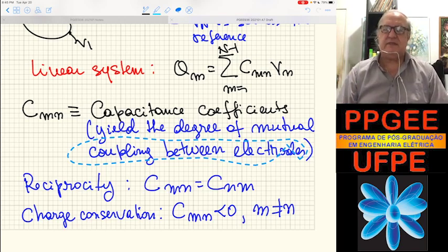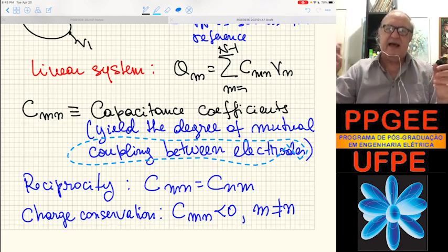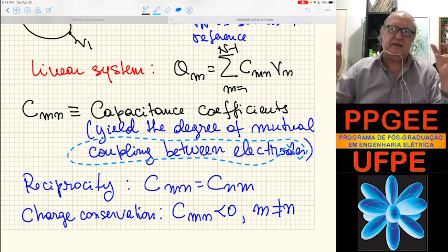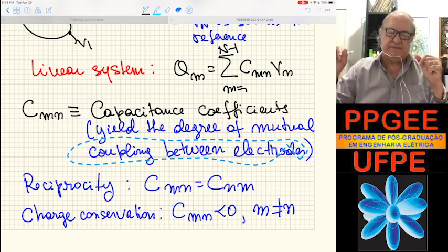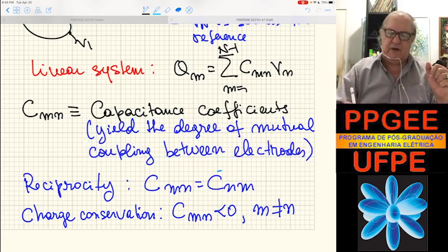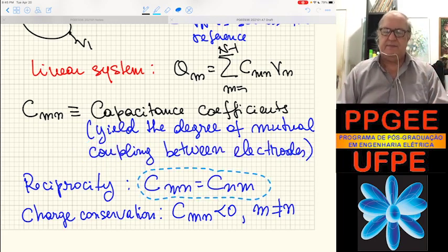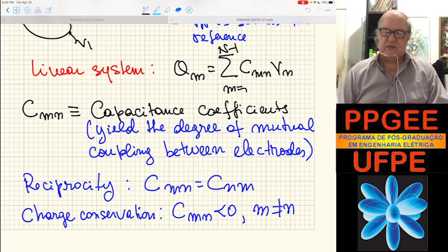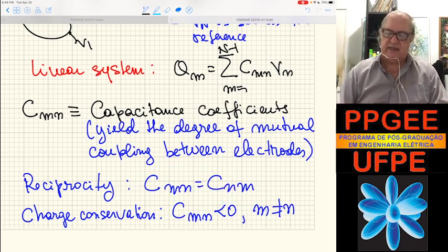We have a reciprocal system. I'm not going to demonstrate that, but there's an implicit reciprocity. If I charge one electrode, the amount of coupling to the other is the same as if I charge the other electrode. The same amount of charge would couple between those two different electrodes. So we have a reciprocity property which is natural, like this: Cmn equals Cnm. And also charge conservation implies that those coefficients are negative for m different than n.